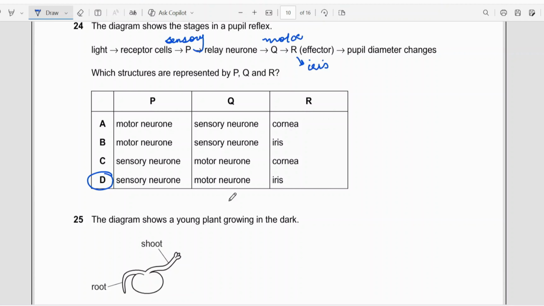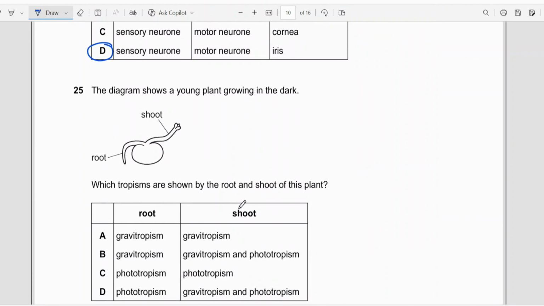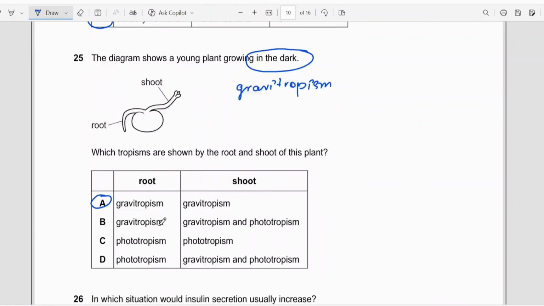That's why iris. Okay, there is a diagram of a young plant kept in the dark. I've told you already, when you keep a plant in the dark, you have to talk about gravitropism only, not phototropism. What would be the response of shoot or root? A. Both would show gravitropism, as light is absent the phototropism wouldn't.